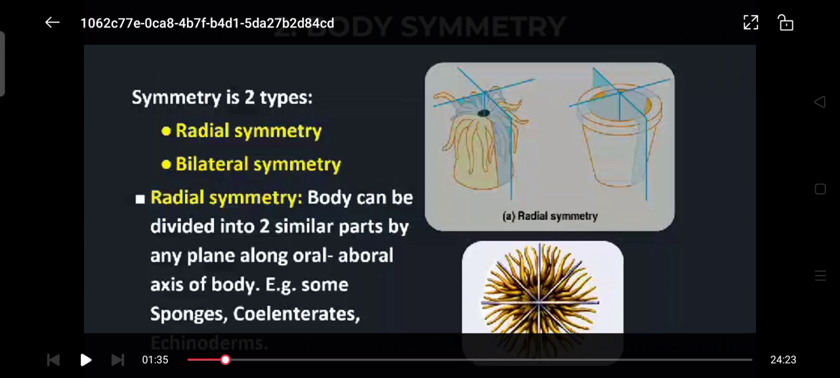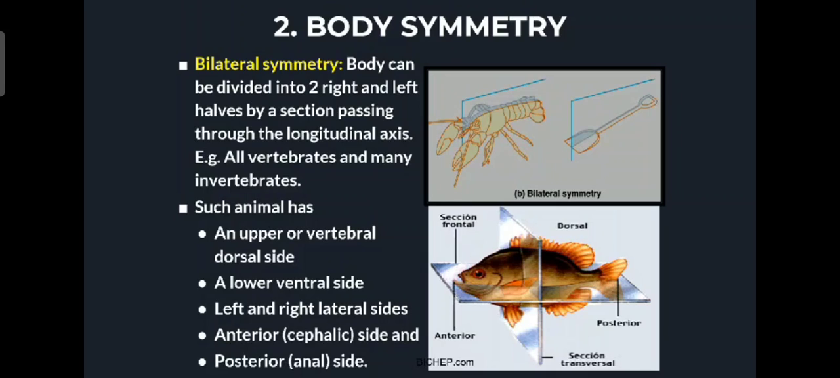The second one, that is the bilateral symmetry. Body can be divided into two right and left halves by a section passing through the longitudinal axis. For example, vertebrates and many invertebrates. So here when you cut the animal into two parts, that is right half and left half. Here the section should be passing through a longitudinal axis. So here in the diagram you can see, if you are cutting in the longitudinal axis, then only you will get the two equal parts.